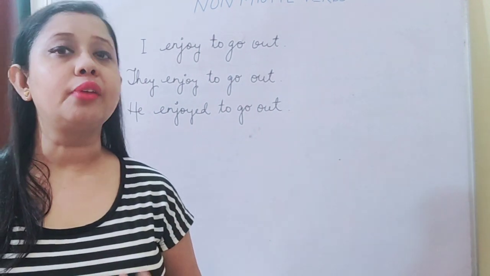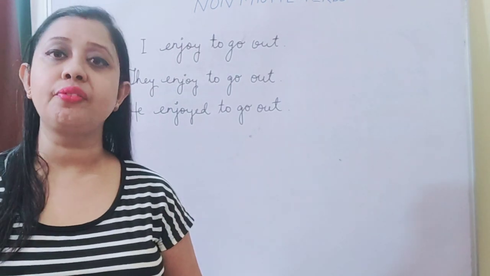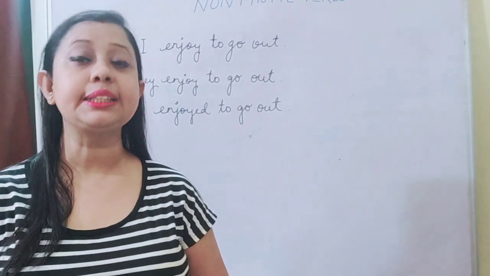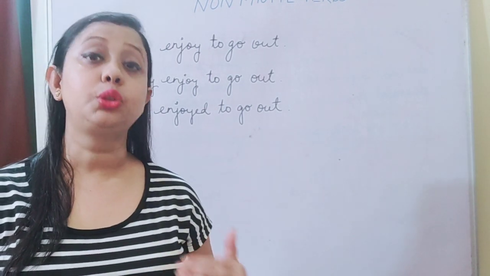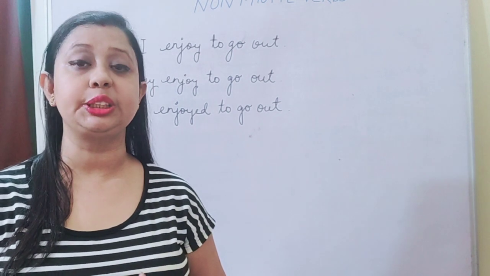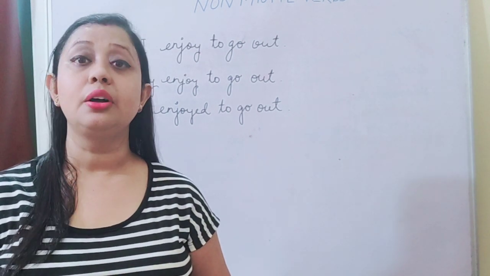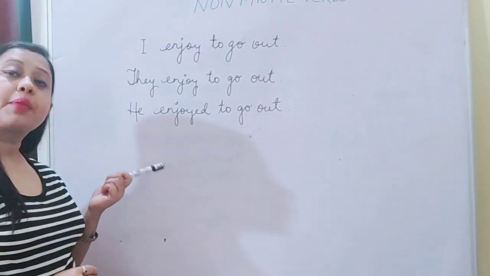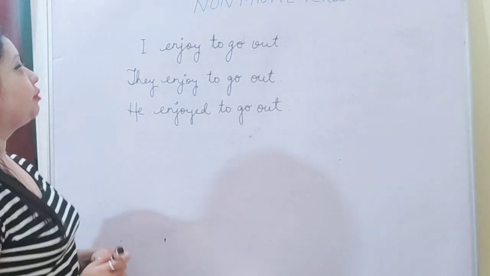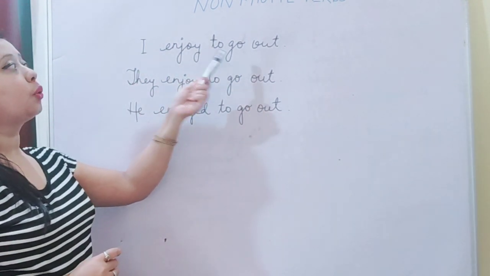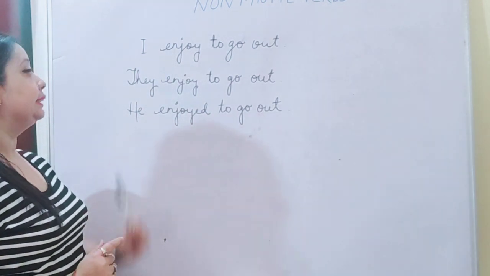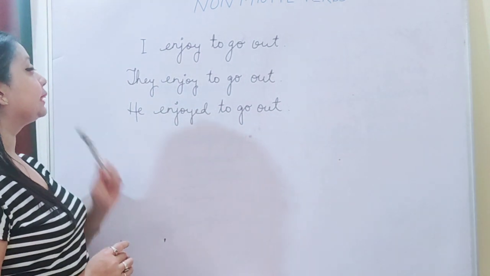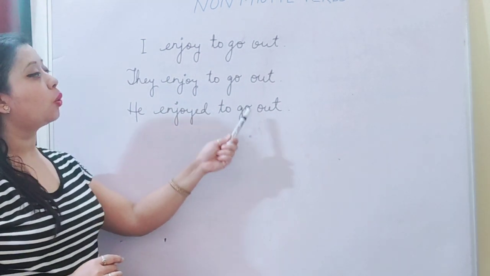Now, what are non-finite verbs? Obviously, non-finite verbs are the opposite of finite verbs. That means that non-finite verbs are those verbs which do not change according to tense, number or person. So you can see over here on the board, I have written three sentences. My first sentence is, I enjoy to go out. The second sentence, they enjoy to go out. And the third sentence, he enjoyed to go out.